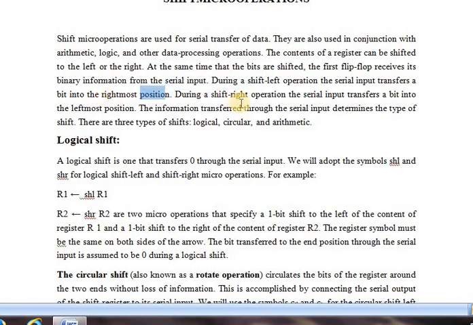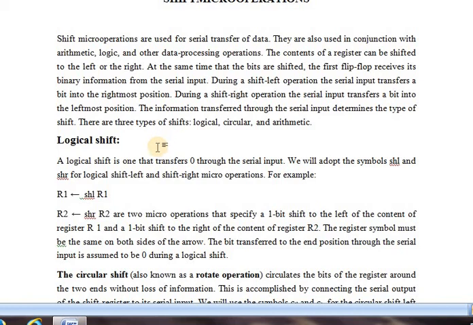So during the left shift, the serial input transfers the bit into the rightmost position. During the right shift, it's opposite. That is, the serial input transfers the bit into the leftmost position. The information transferred through the serial input determines the type of shift. There are three types of shifts: logical shift, circular shift, and arithmetic shift. First, we will see the logical shift.